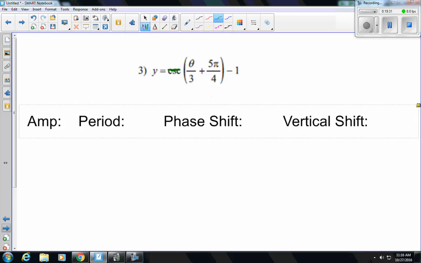Okay, so this is really the secant. So y equals secant of beta over 3 plus 5 pi over 4, what's your argument, minus 1.